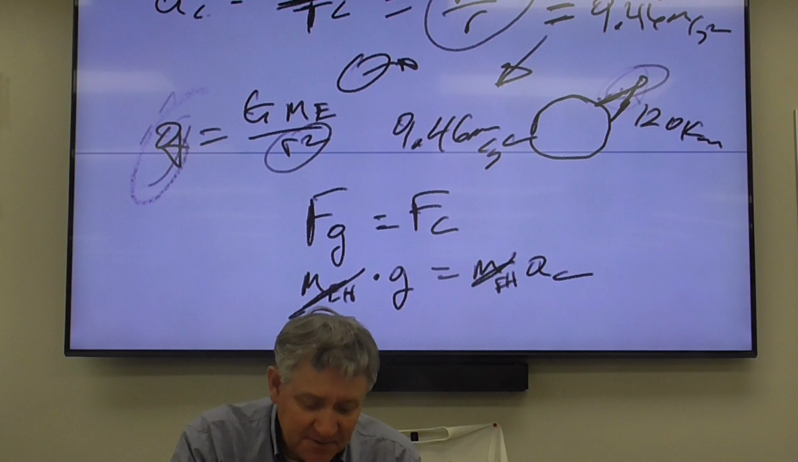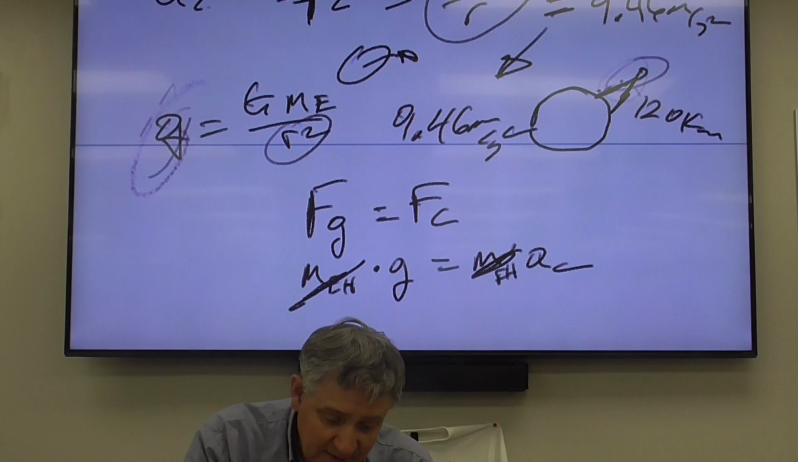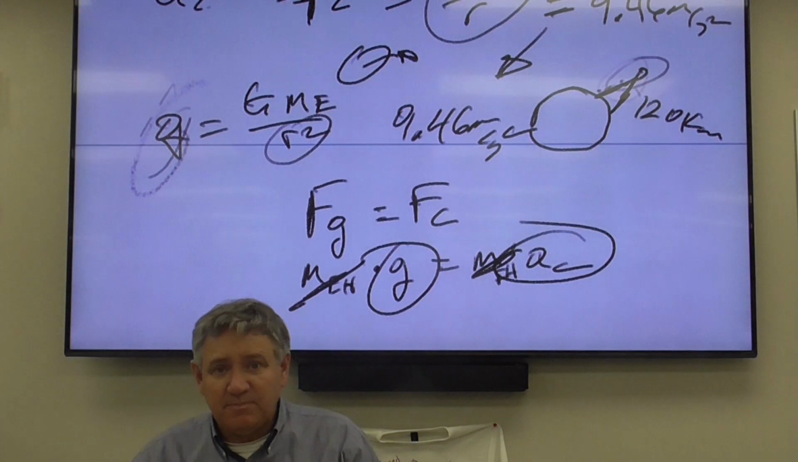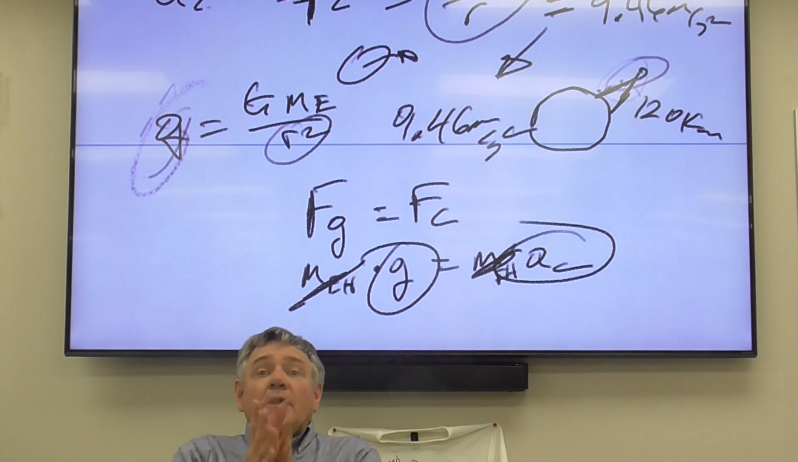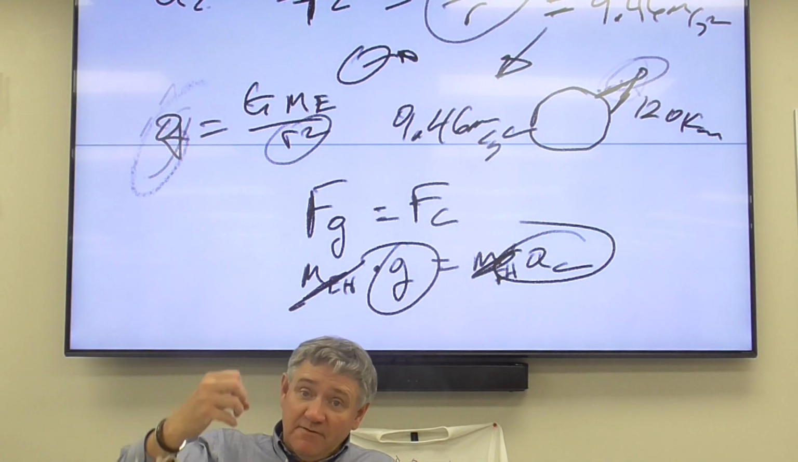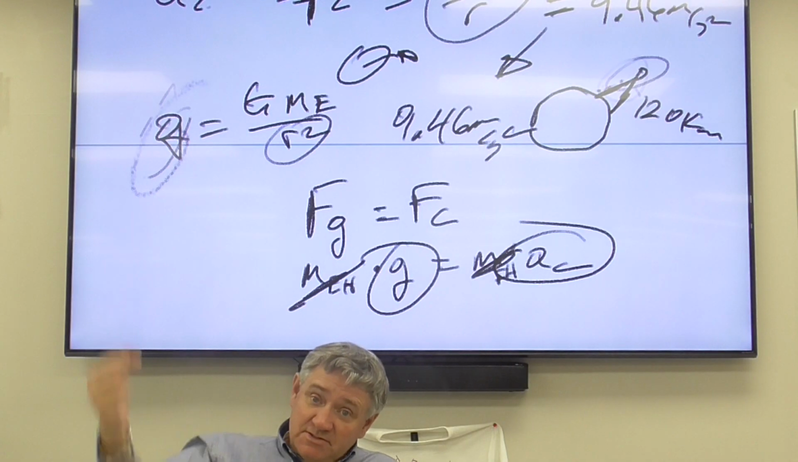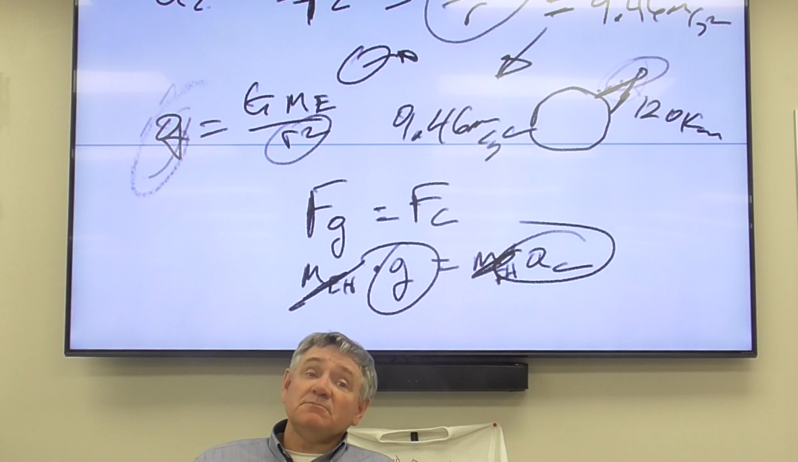So you're going to drop out of the equation. What you're left with is little g equals your centripetal acceleration. How cool is that? But it has to be that way, because your gravitational acceleration is what's creating your centripetal acceleration. Those numbers have to be the same because gravity is what's keeping you in orbit.